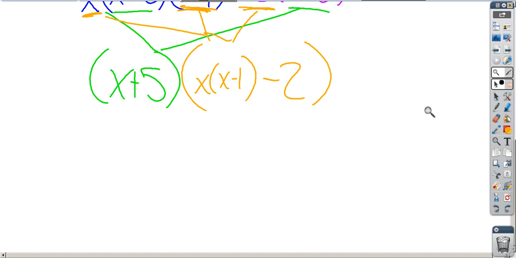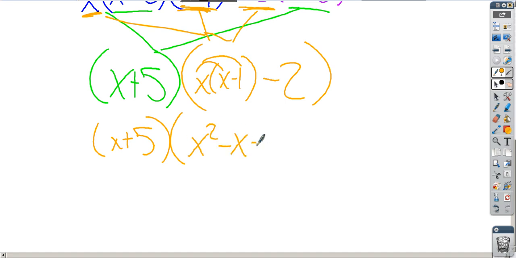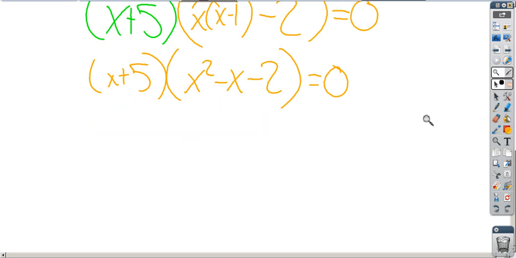So let's continue to simplify that. We still have x plus 5 right here. We multiply this out, x times that, and we distribute, it's going to be x squared minus x, and we still have that minus 2. Again, this is equal to 0. And now we should be able to factor this even further.